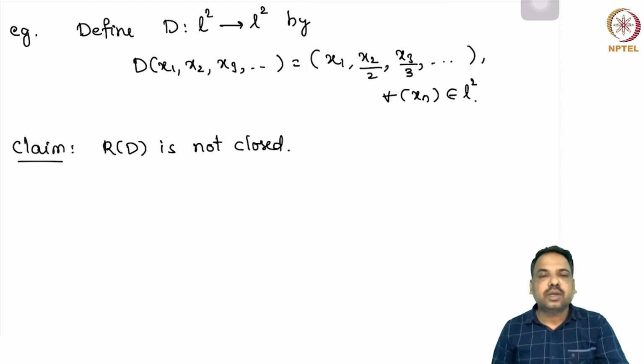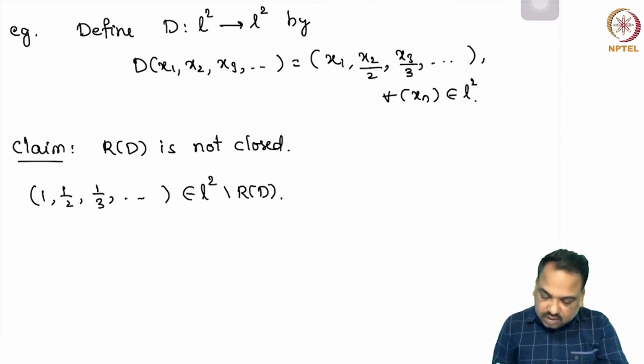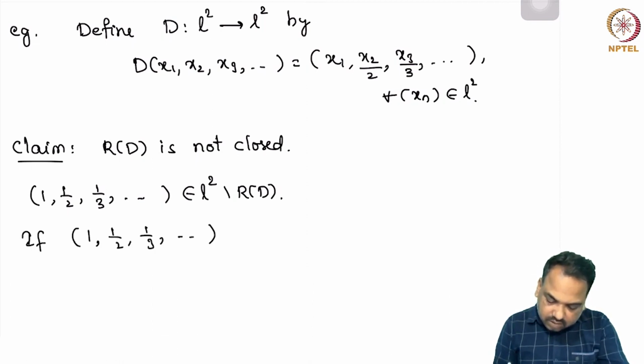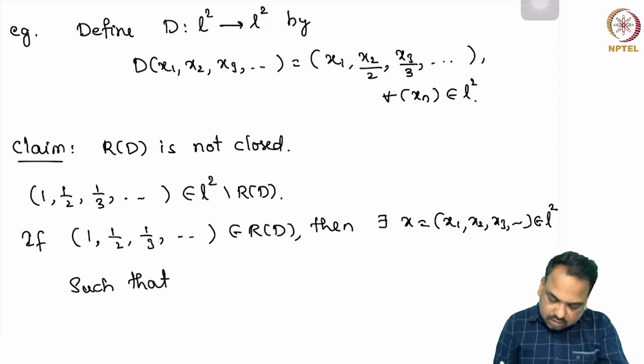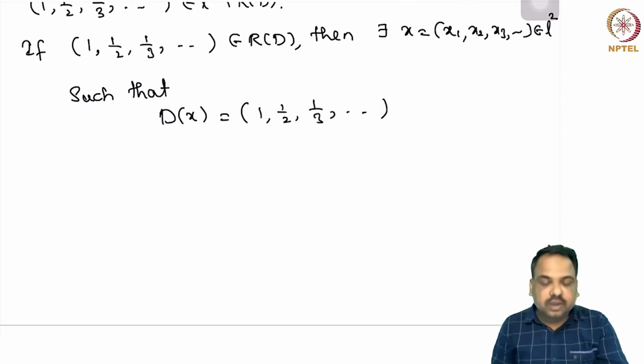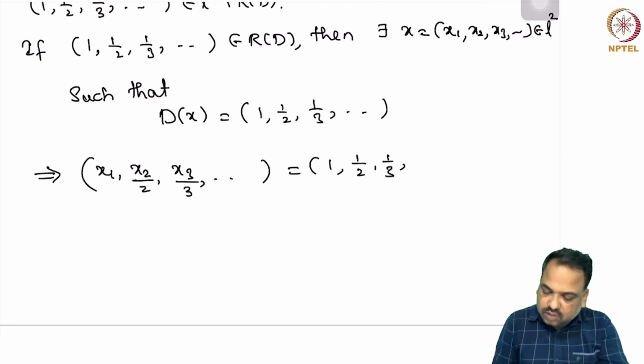Now first we show that it is a proper subspace of L2. For example, we have this element 1, 1 by 2, 1 by 3, and so on. This is an element in L2 but not in the range of D. If 1, 1 by 2, 1 by 3, and so on is in the range of D, there exists x equal to (x1, x2, x3, and so on) in L2 such that D of x is (1, 1 by 2, 1 by 3, and so on). That means we can conclude that (x1, x2 by 2, x3 by 3, and so on) must be equal to (1, 1 by 2, 1 by 3, and so on).